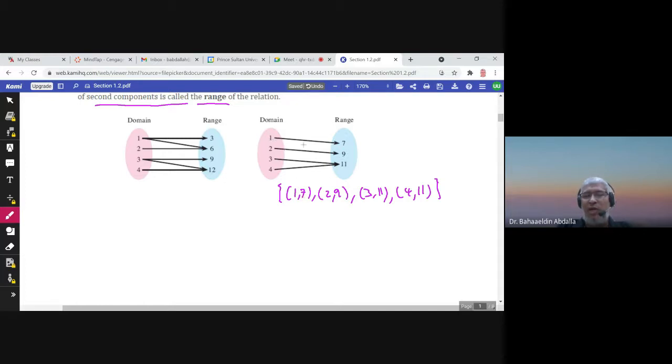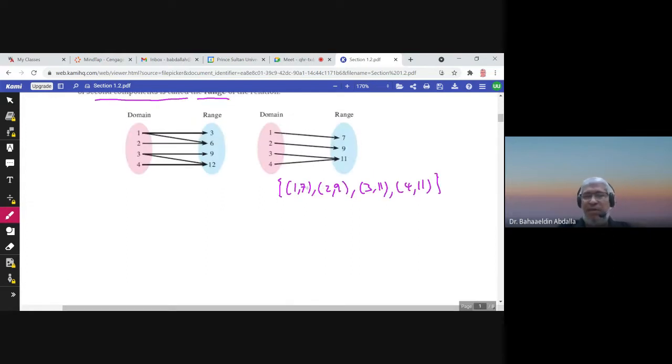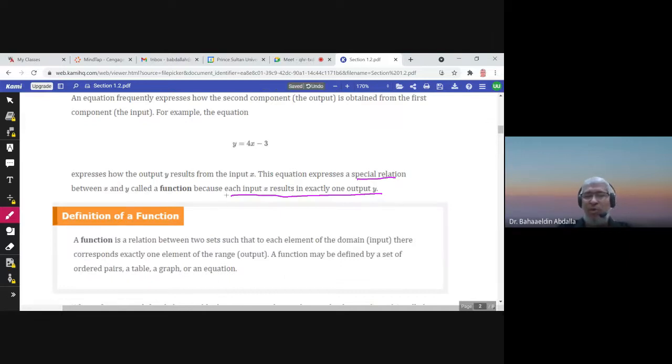The output of 1 is 7, and it's only 7. The output of 2 is 9. The output of 3 is 11 and only 11. The output of 4 is 11. So this is a function because each input results in exactly one output. For each element of the domain, the input, there is correspondingly exactly one element of the range, the output.